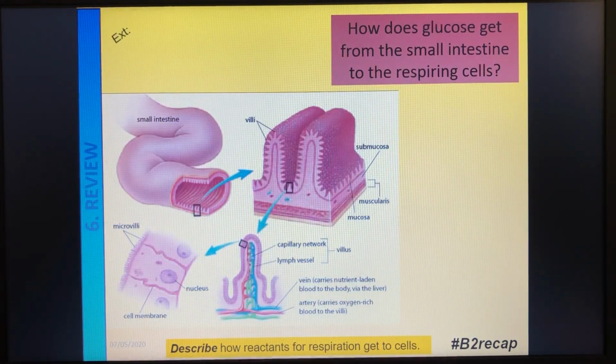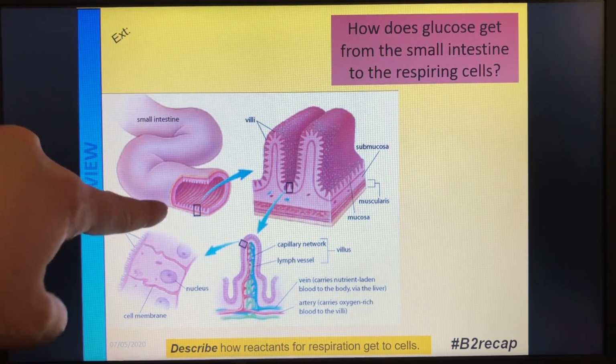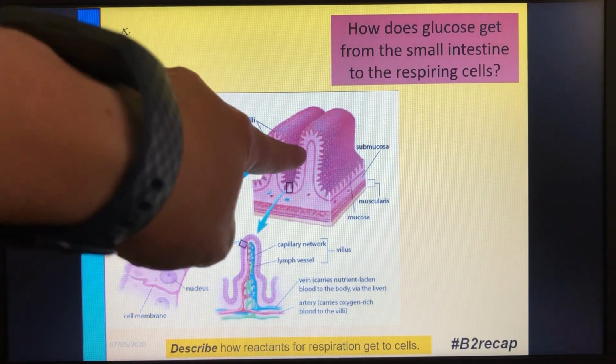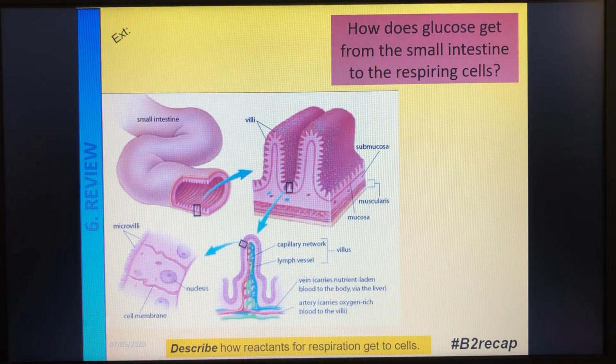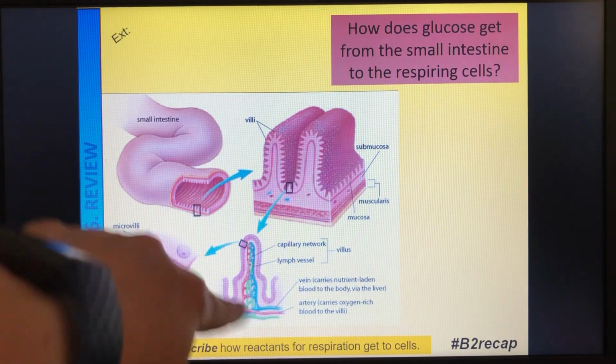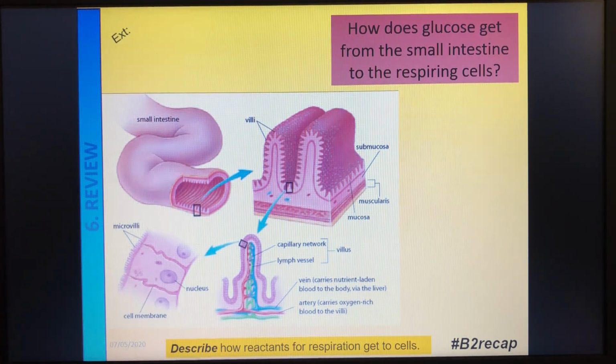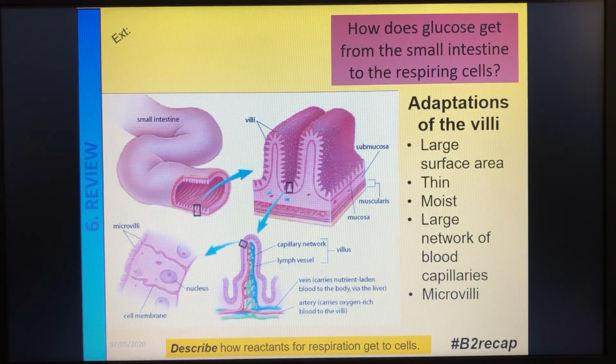Okay, again, we're now looking at how the glucose gets from the small intestine into the respiring cells. This picture here is a section of the small intestine, and you can see they've enlarged this section here with all of these folds. They're called the villi. We came across those in B1, and the villi have the microvilli as well, which increases the absorption rate even more. You can see the microvilli over here. And we've got this large network of blood capillaries, and it's exactly the same process. So we've got all of the same adaptations, but in addition we've got the microvilli.